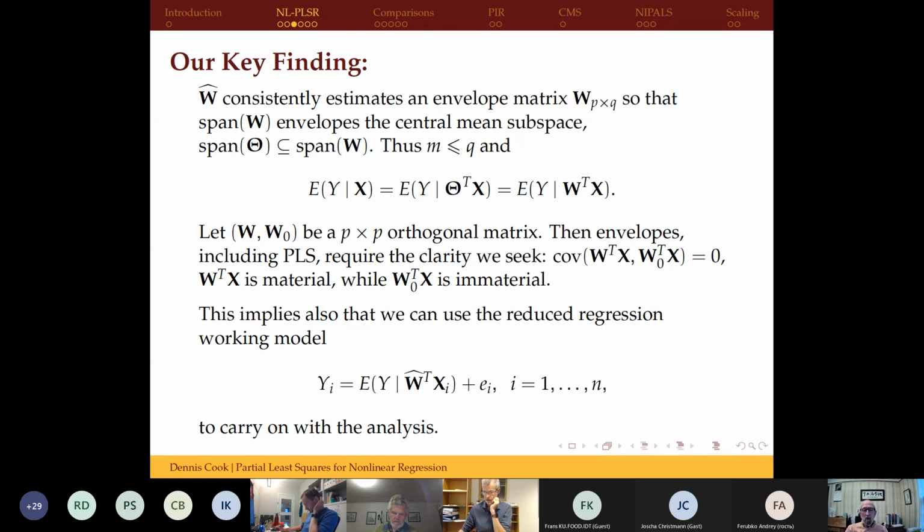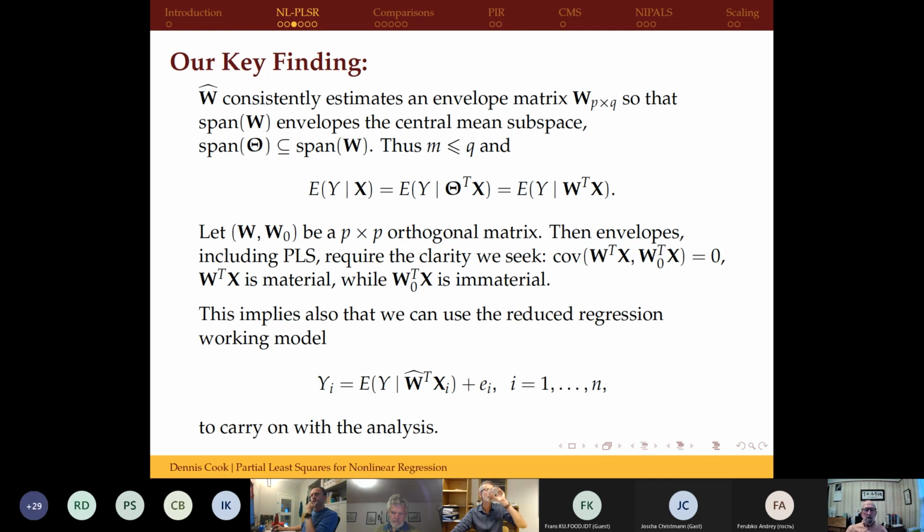Now, if X happens to be normally distributed, then that covariance condition is equivalent to saying that the material part of X and the immaterial part of X are independent, and that's an incredibly strong condition in methodology. It means that W0 transpose X is in fact totally immaterial. You could discard it without any loss at all. So that's how partial least squares works, and that's the reflection of envelope methodology as it comes through partial least squares. And it's the unique part of partial least squares, that covariance condition being 0, that sets partial least squares apart from any other dimension reduction methodology of which I'm aware, understanding that partial least squares is a member of the general envelope family.